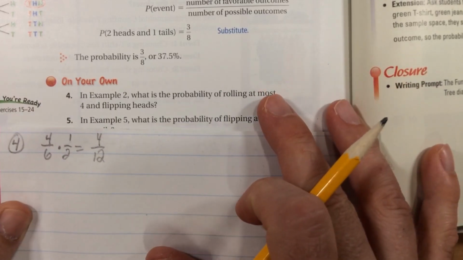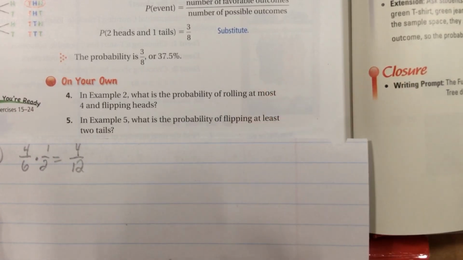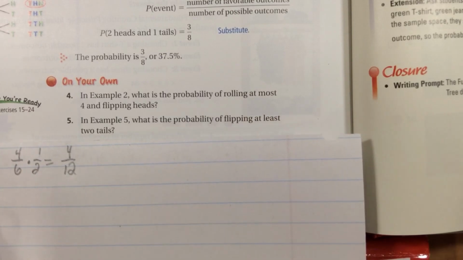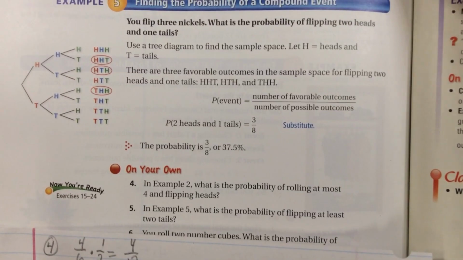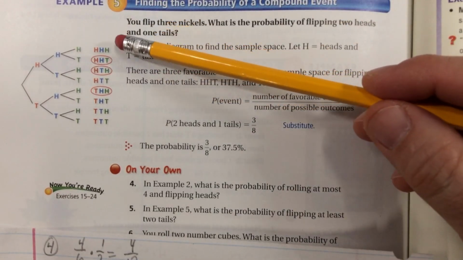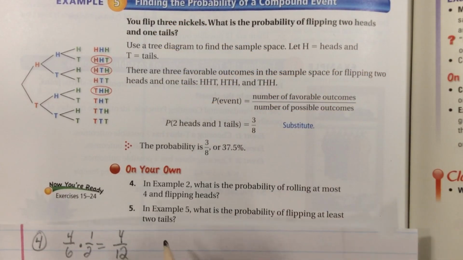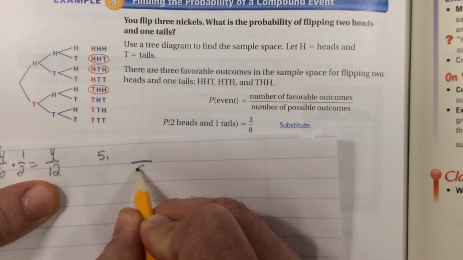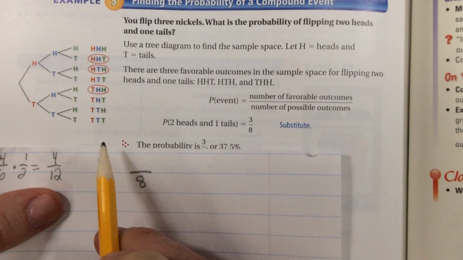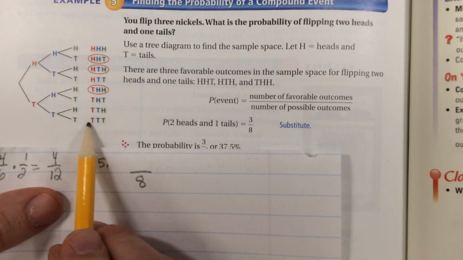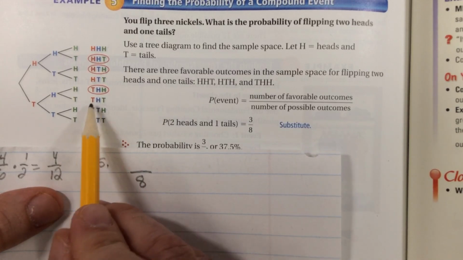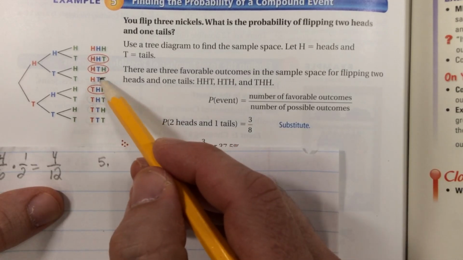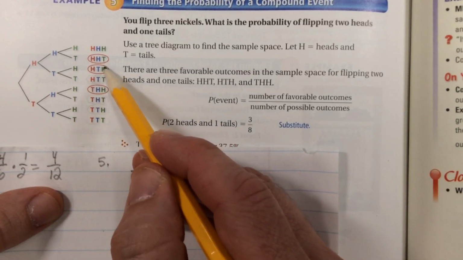Number 5. In example 5, what's the probability of flipping at least 2 tails? So now that's back up here. What's the probability that we flipped at least 2 tails? Well, there's still 8 things that could happen. So for number 5, we would still have a denominator of 8. And this is at least 2 tails. Here's at least 2 tails. Here's at least 2 tails. Not at least. Here's at least 2 tails. Not.